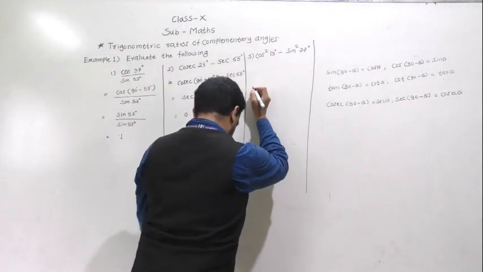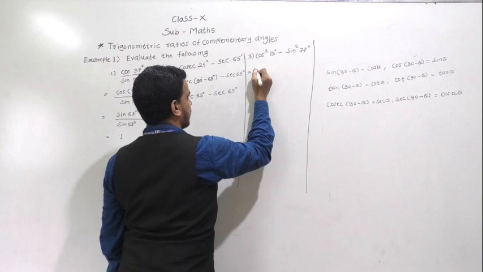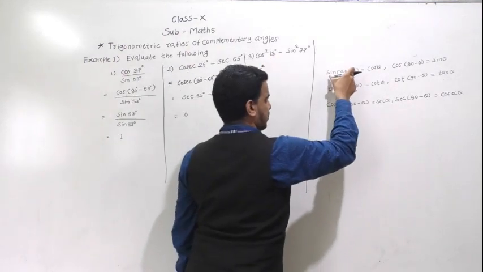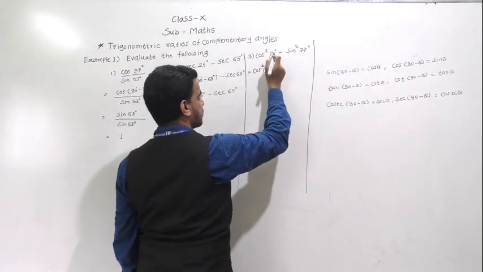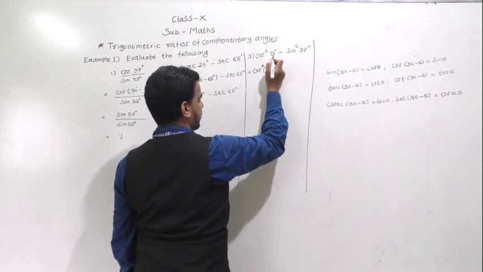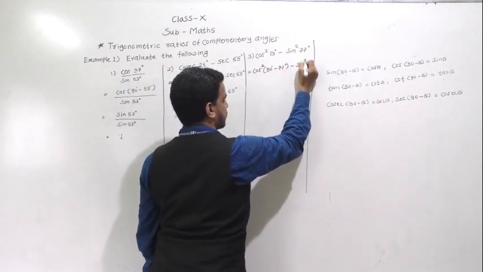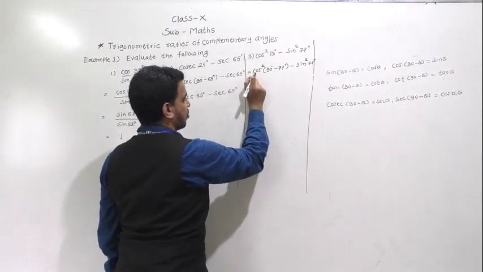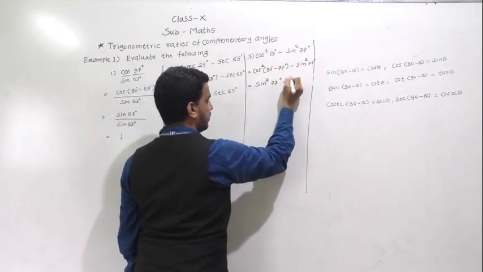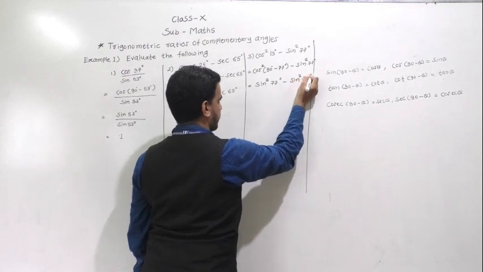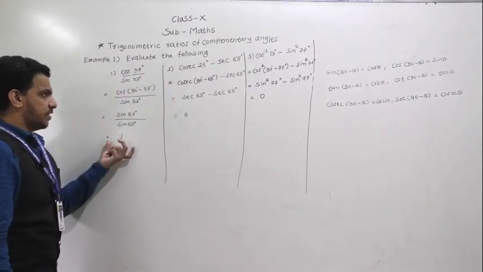Then next one, cos square 13 degree minus sin square 77 degree. If it is a square, then this is also applicable. So cos square 13 degree, now 13 and 77 are complementary angles, so I am changing this one. Cos square 13 degree we can write as cos square of 90 minus 77, minus sin square 77 degree as it is. Now cos square 90 minus theta is sin square theta, that is sin square 77 minus sin square 77, which is equal to 0. So now we will take more examples.